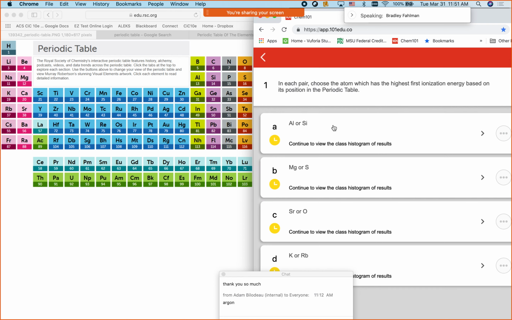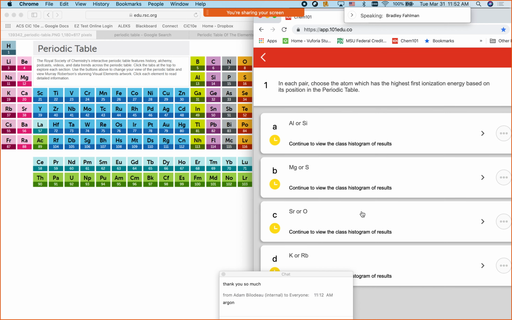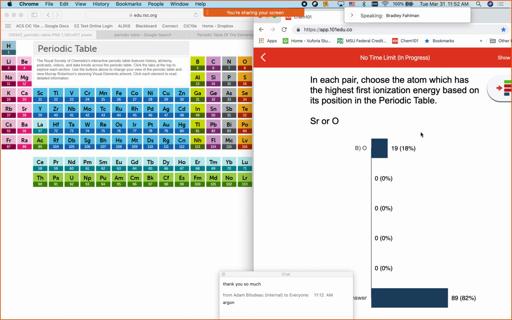The next one, magnesium or sulfur. Again, it's in the same period, and it would be sulfur, because again you're moving left to right. So that's hardest to remove electrons. Strontium or oxygen. Most people are picking oxygen, so that is correct.